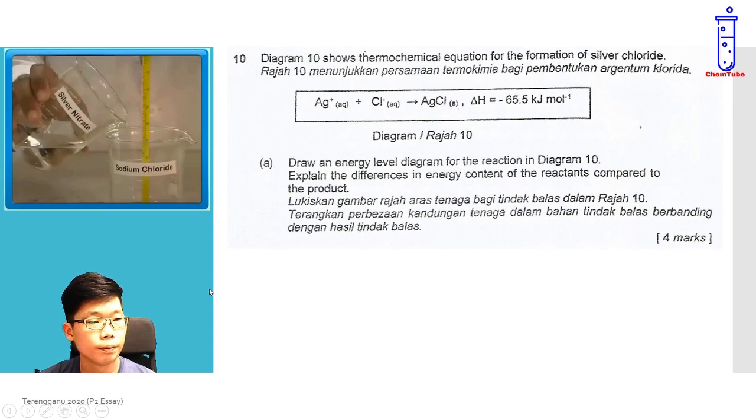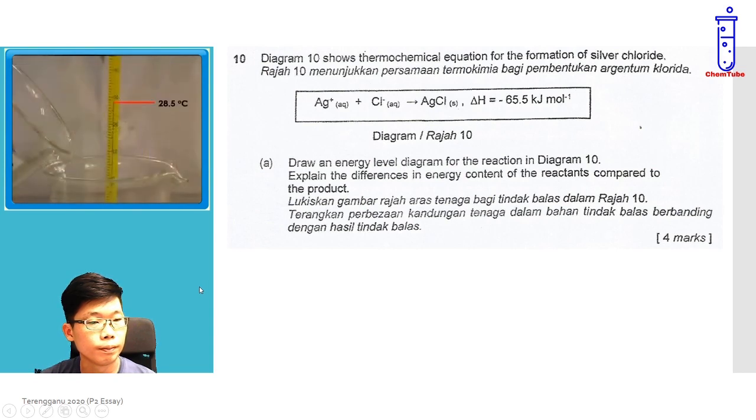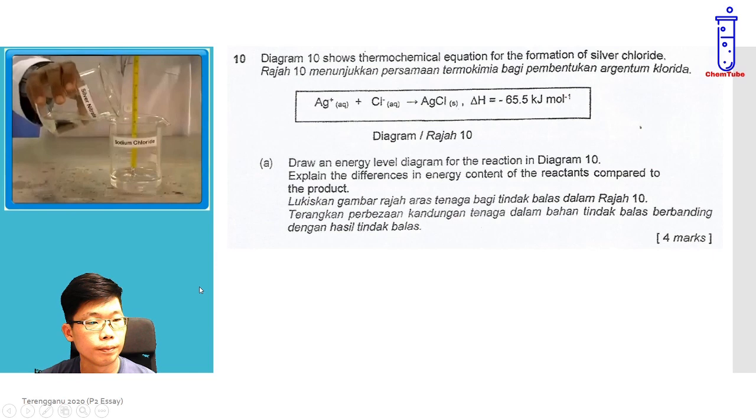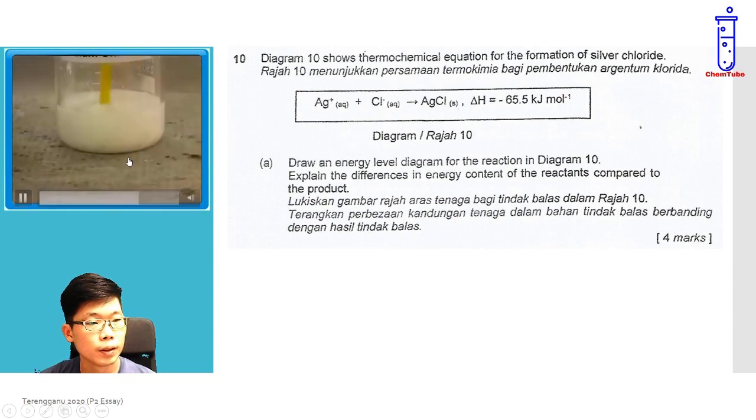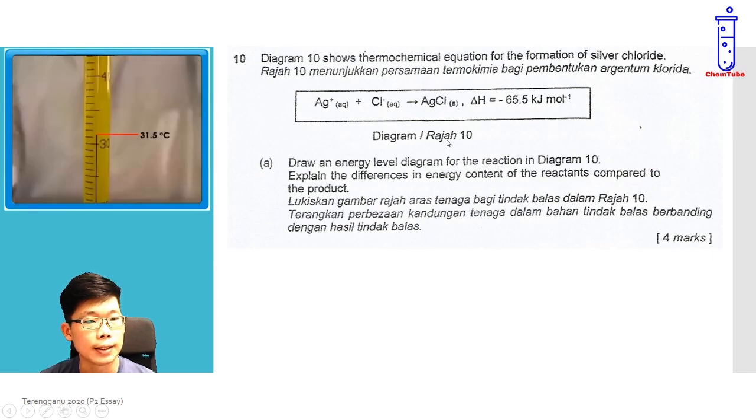Silver chloride is produced when silver nitrate is added to sodium chloride. You can see the white precipitate formed, which is the silver chloride. Then the final temperature is recorded. From there you can do the calculation.